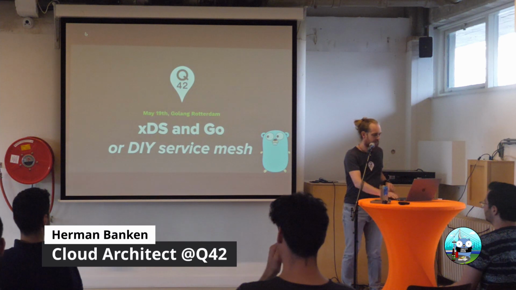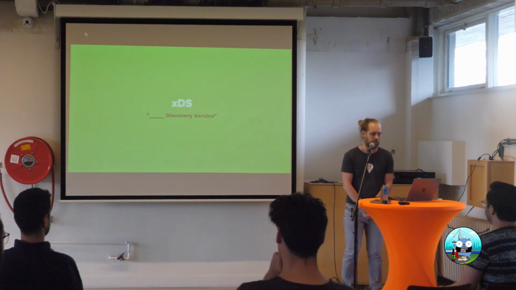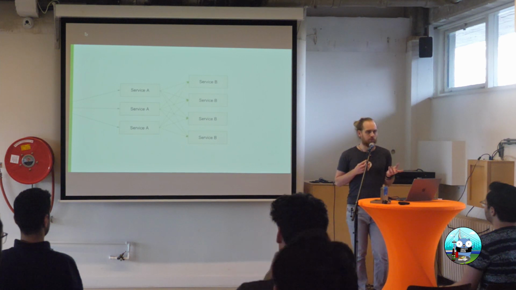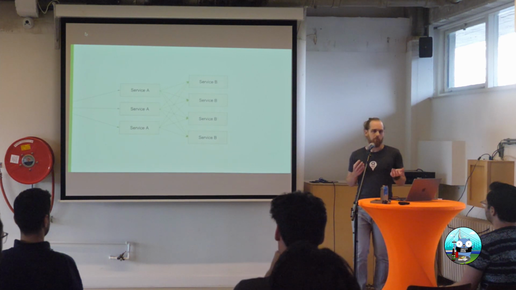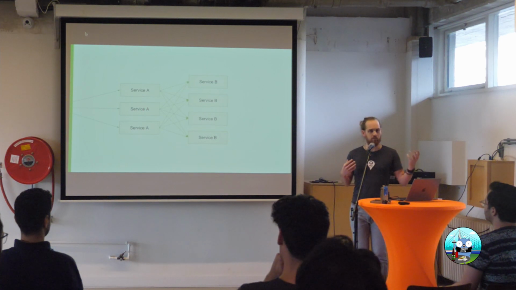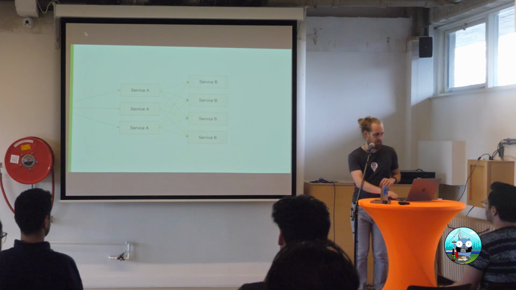I want to talk to you about xDS, or blank discovery service. So what would we discover? It's about microservices. So we have a service A and a service B, and service A needs to know what the IP addresses of service B are, and for that you use discovery service.